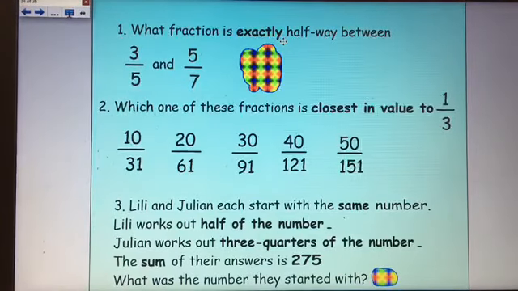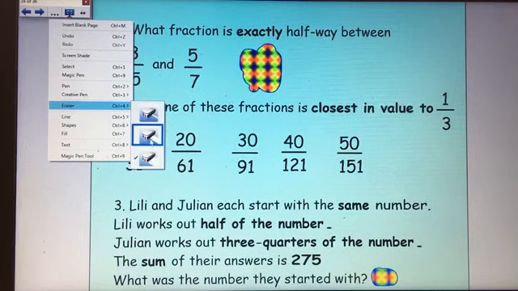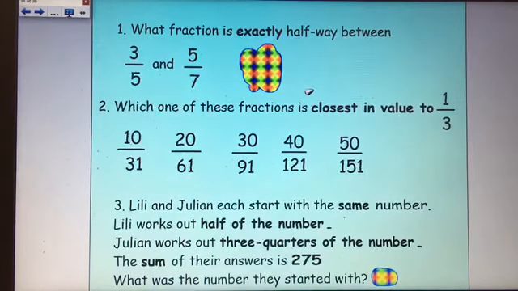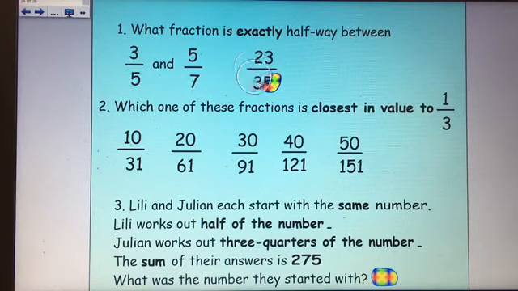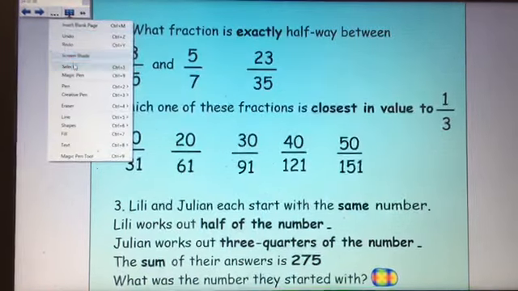So it's now time for your best in the business bonus questions. If you want to have a stab at these, press pause now. Okay, so number one says, what fraction is exactly halfway between 3/5 and 5/7? So if you found equivalent fractions, you should have worked out you can turn both of these into 35ths. So 3/5 is the same as 21/35, and 5/7 is the same as 25/35. So halfway between 21/35 and 25/35 is 23/35.